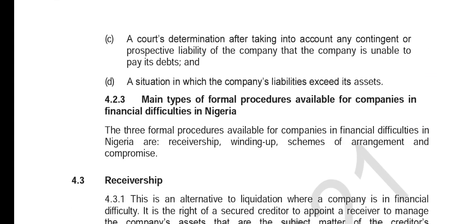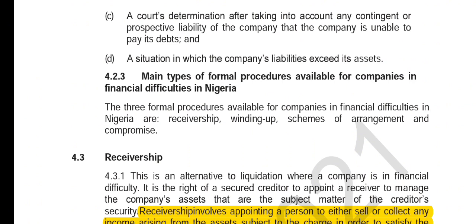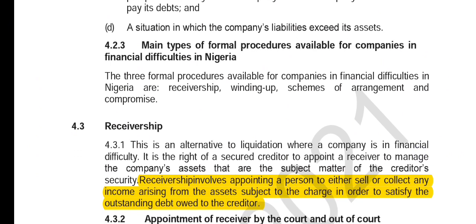Okay, so procedures for companies in financial difficulties, like formal procedures for it. Let's say a company is in financial difficulty, what can they do? So first thing they can do is go into receivership, or they close down, which is also winding up, or they fall under the schemes of arrangement and compromise, and we'll be talking about these three things.